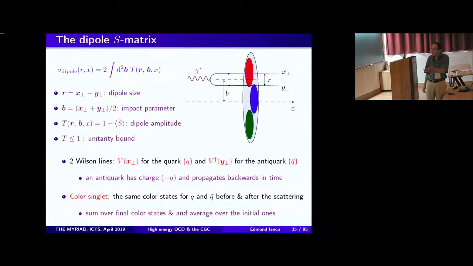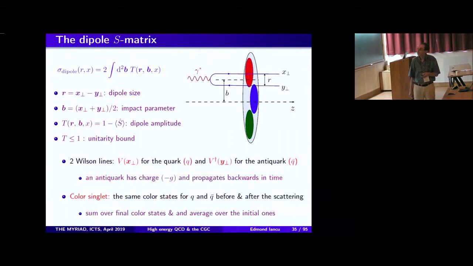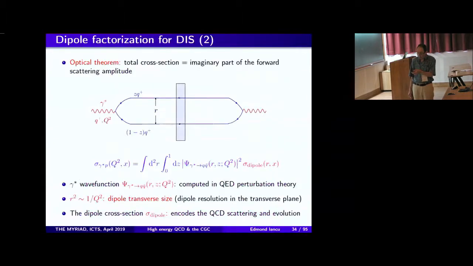So do what I said here. Yes? No, nothing to do. Nothing to do. No. The z here is the sharing of the energy fraction of the photon between the quark and the anti-quark. Typically, 1/2.